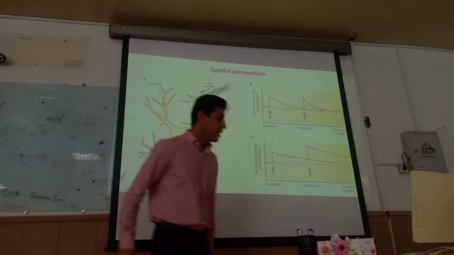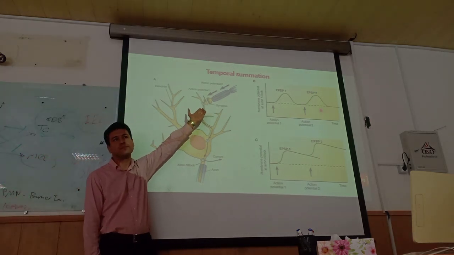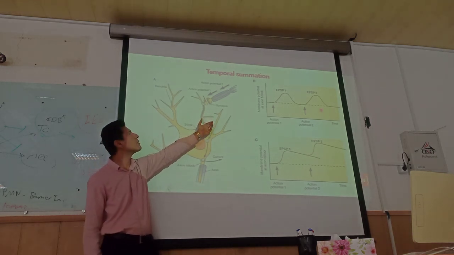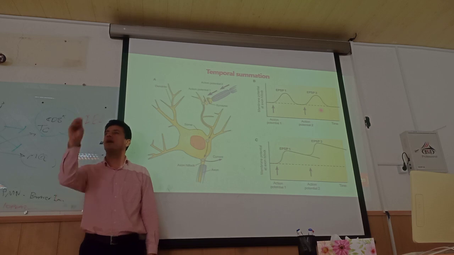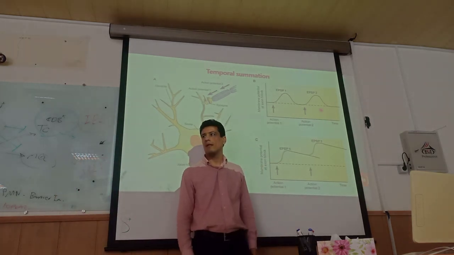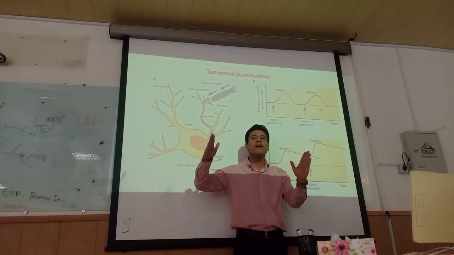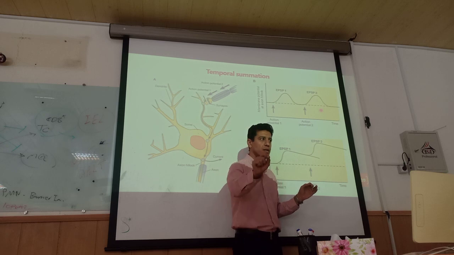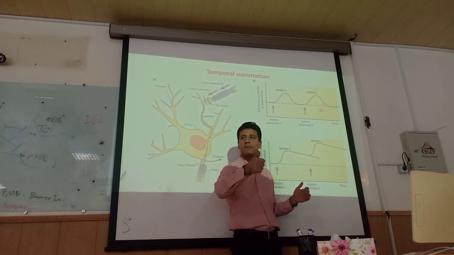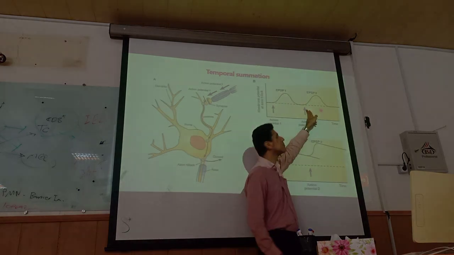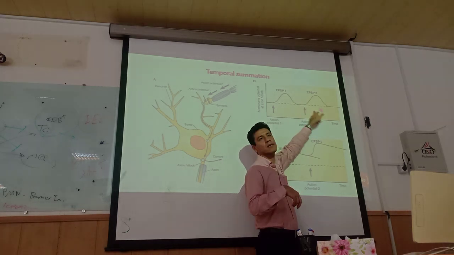Okay, so now let's see the temporal summation. Here we have only one synapse, but it has 2 action potentials. When action potential 1 arrives, it generates EPSP1. When action potential 2 arrives, it generates EPSP2. But the action potentials are far in time. The first one reaches the synapse, and after a delay, the second one reaches. Before the second one comes, the EPSP1 is lost. So when the second arrives, it generates EPSP2, and they cannot combine because the first one was lost before.